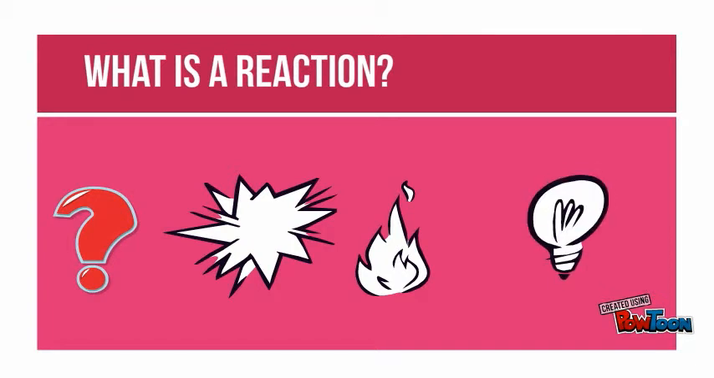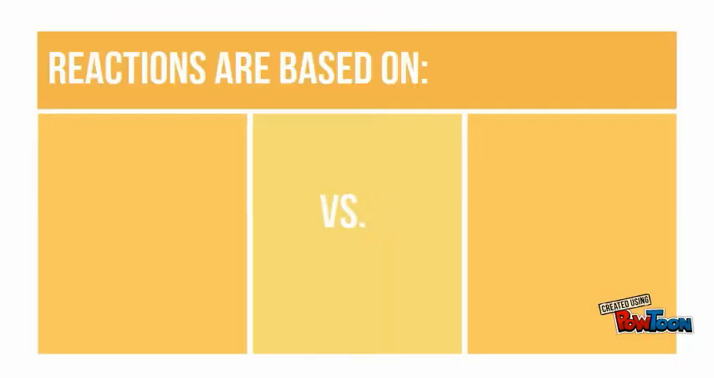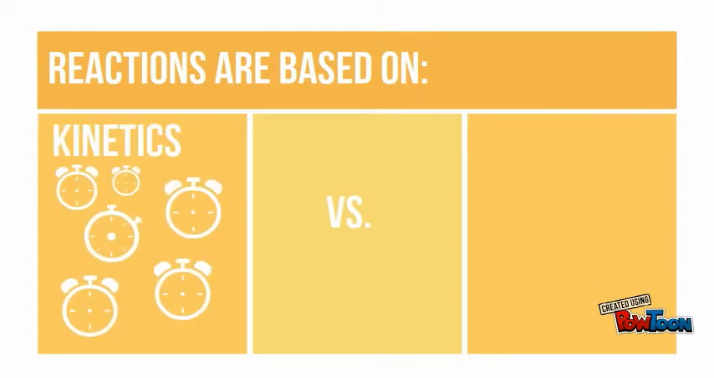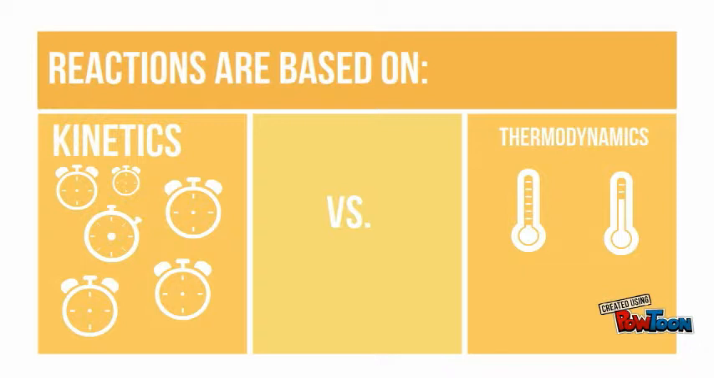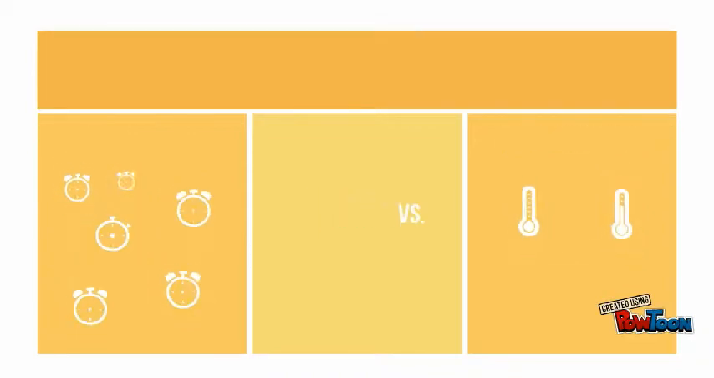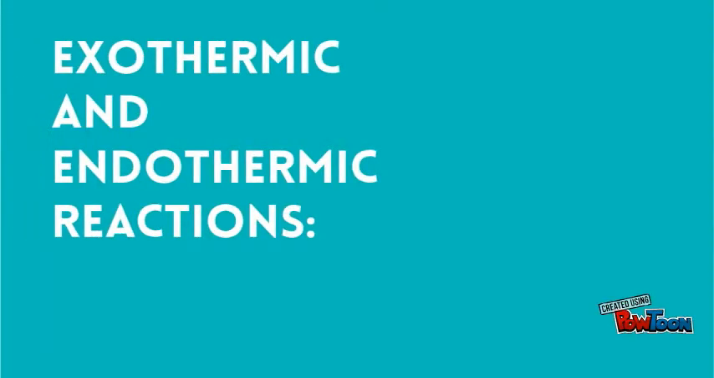A reaction is the process in which one or more reactants are converted to products. All reactions are controlled by two variables, kinetics and thermodynamics. Kinetics control the speed at which the reaction occurs, and thermodynamics determines if the reaction occurs spontaneously. The balance between these two factors determines the properties of a reaction. But today, we'll just be focusing on thermodynamics, or exothermic and endothermic reactions.